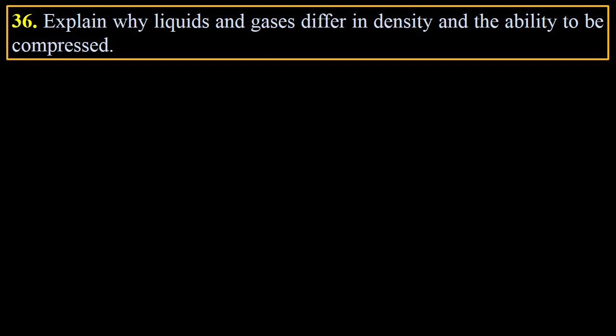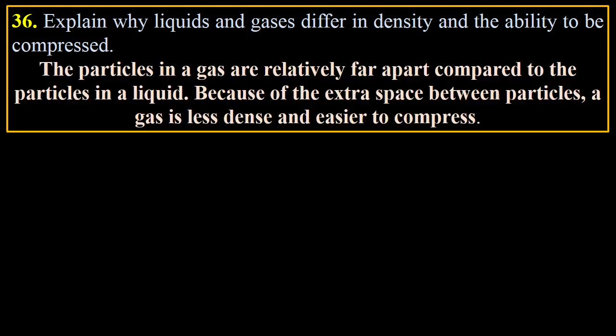Explain why liquids and gases differ in density and ability to be compressed. Spaces between the molecules, they're far apart. The particles of a gas are relatively far apart compared to the particles of a liquid. Because of the extra spaces between particles, a gas is less dense and easier to compress.